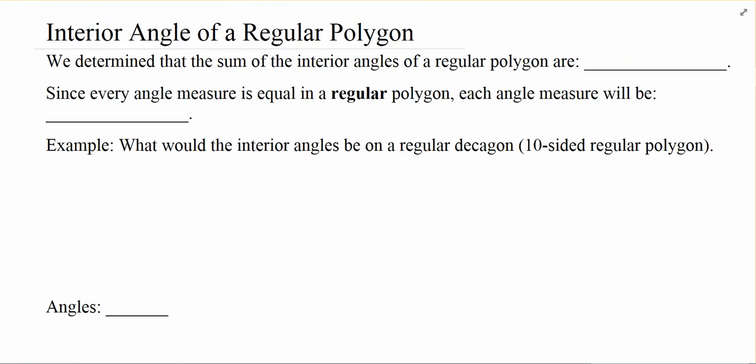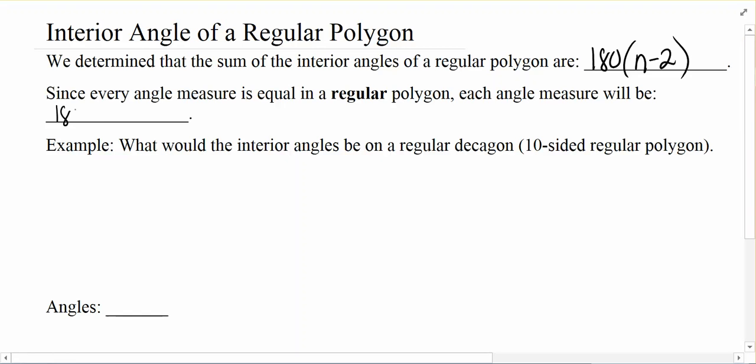Now let's use that fact to determine what the angle is in a regular polygon. So here we're particular about regular, meaning all the angles are the same. So we just learned that if we take 180 and multiply that by n minus 2, that gets us the sum of all the angles. But we know that every angle in a regular polygon is the same. And so if there are n angles in there, then we could take this 180 times n minus 2 and just divide by n, divide by how many angles there are in total.